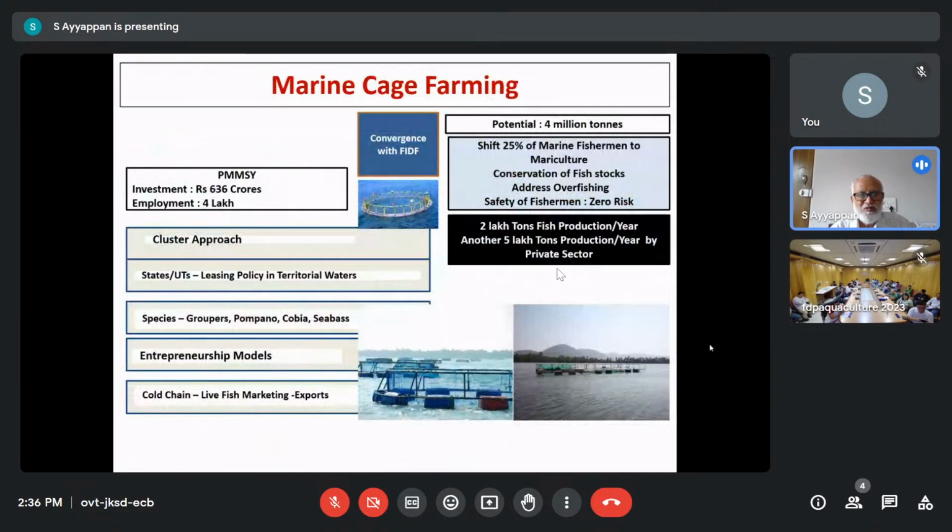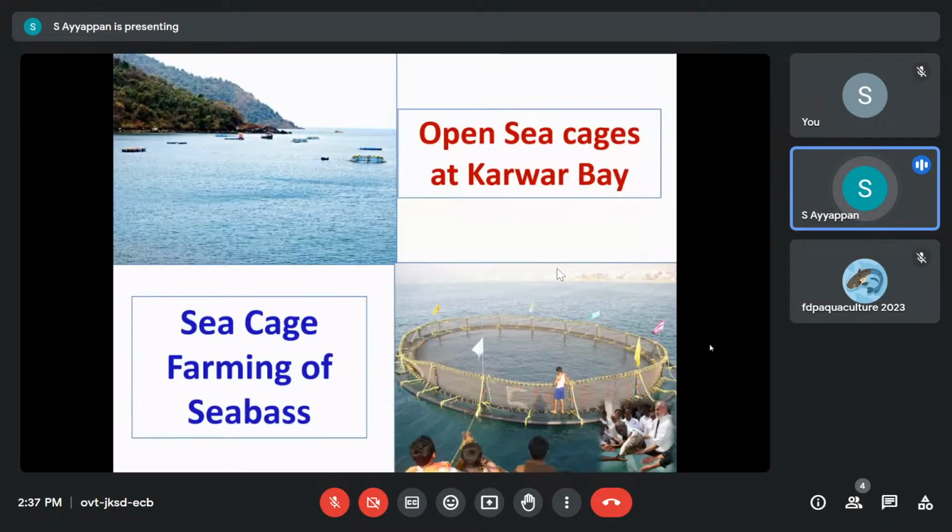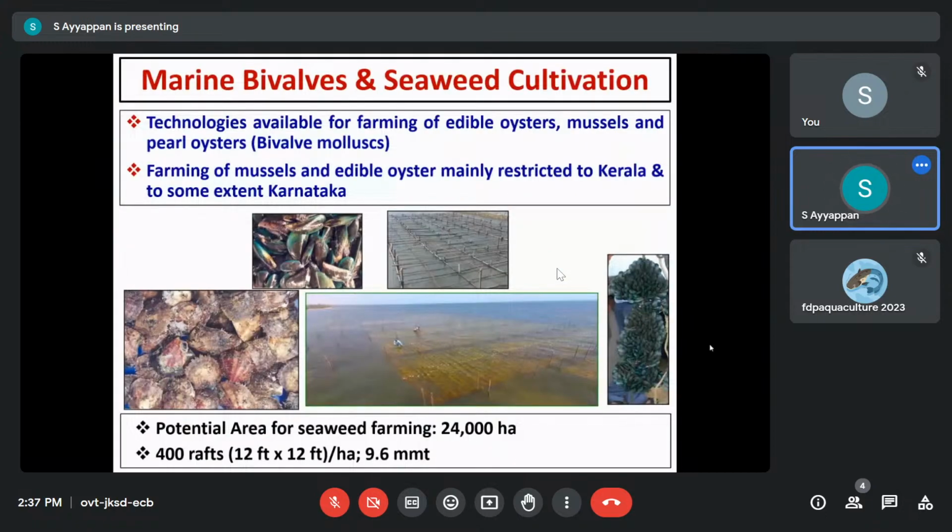So marine cage farming, what is being worked out is, can we cover something like, potential cage culture zones are being identified with all the satellite enabled facilities, right from Gujarat on the west coast to West Bengal on the east coast. So several potential aquaculture zones are being talked of. And these are the examples of how mariculture is going on in different places.